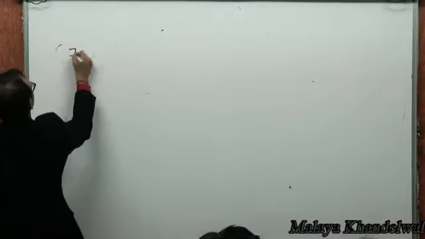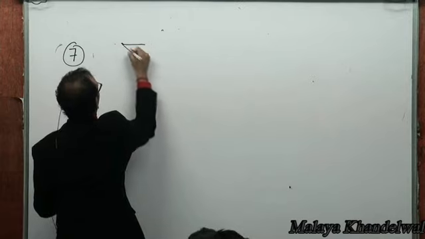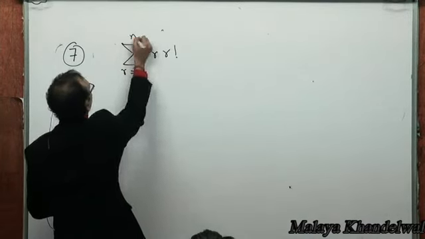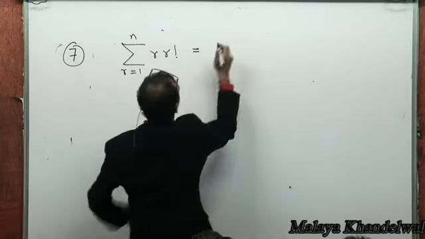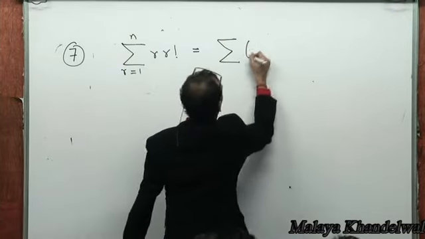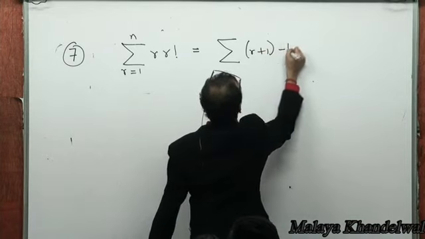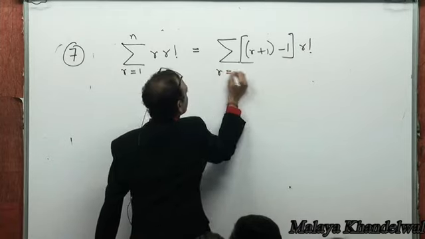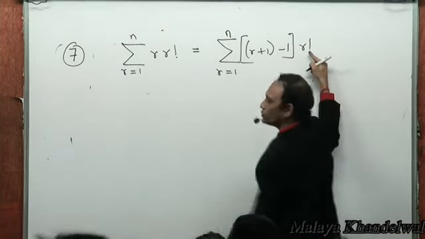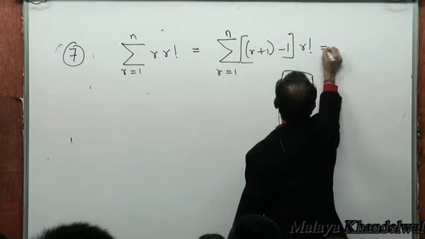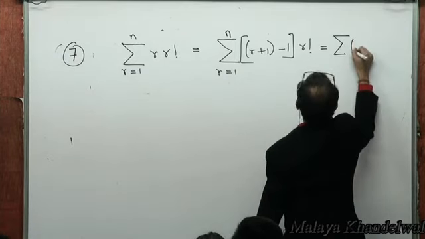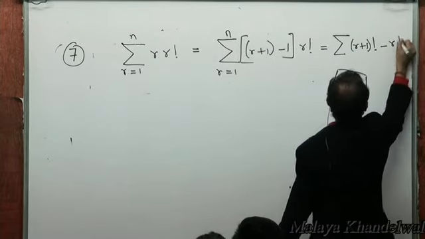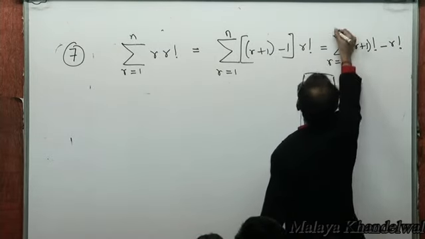Seven is very simple. Summation r into r factorial, r equal to 1 to n, is a telescope. This is summation of (r plus 1 minus 1) into r factorial, r equal to 1 to n. But (r plus 1) into r factorial is (r plus 1) factorial. So this is summation of (r plus 1) factorial minus r factorial, r equal to 1 to n.